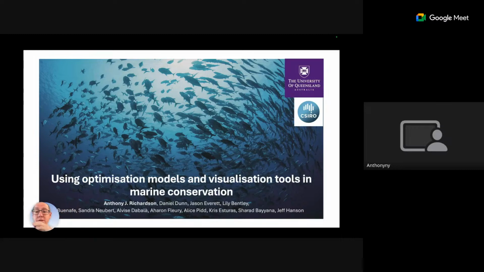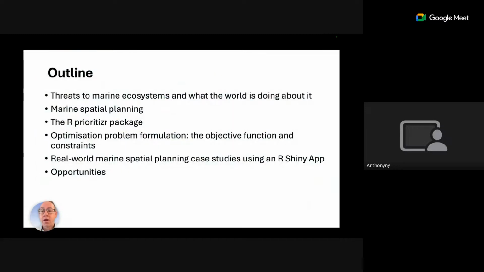So my talk today is going to be about using optimization models and visualization tools in marine conservation. I'm a mathematical ecologist and specialize in marine conservation. There's a whole team of us at the University of Queensland, and I'm presenting on behalf of the team. I'm hoping to talk a bit about marine conservation, what we're doing and how we're applying these optimization models and some of the applications that we're using.